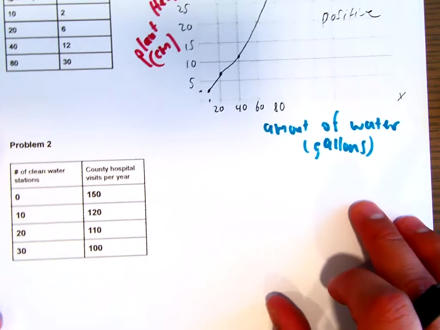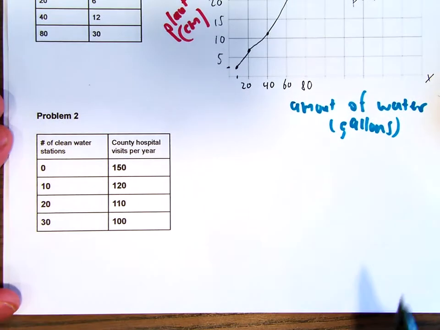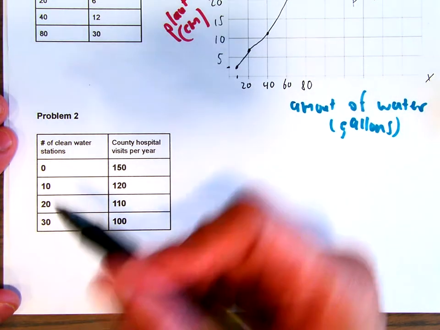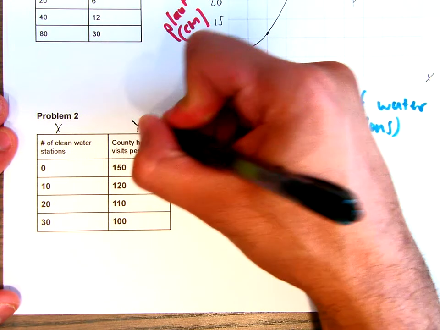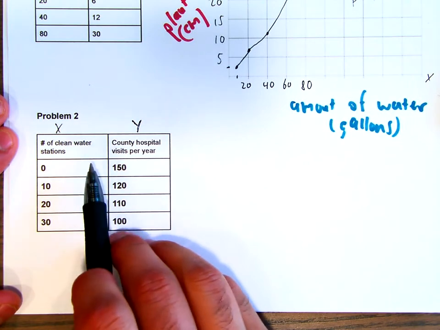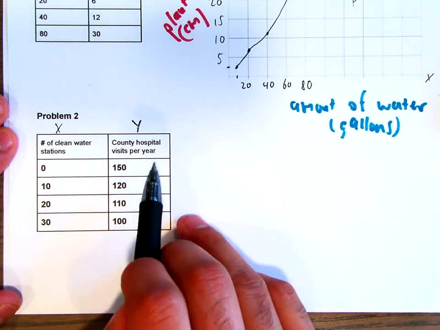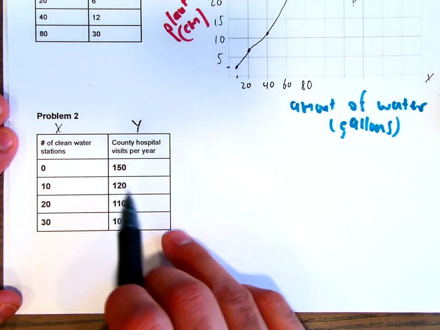So now let's look at another example. This one I'm going to make this graph from scratch. So this is my X, my independent. This is my Y, my dependent. I'm changing the number of water stations in the city, and I'm trying to look at how that affects the number of hospital visits.